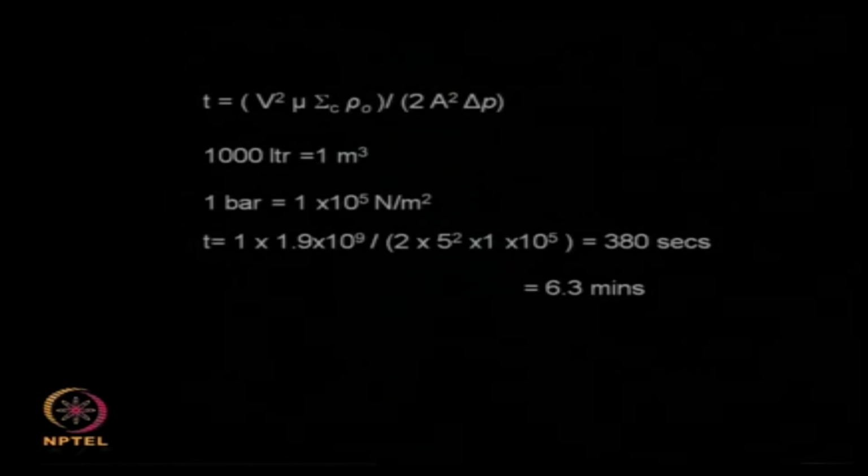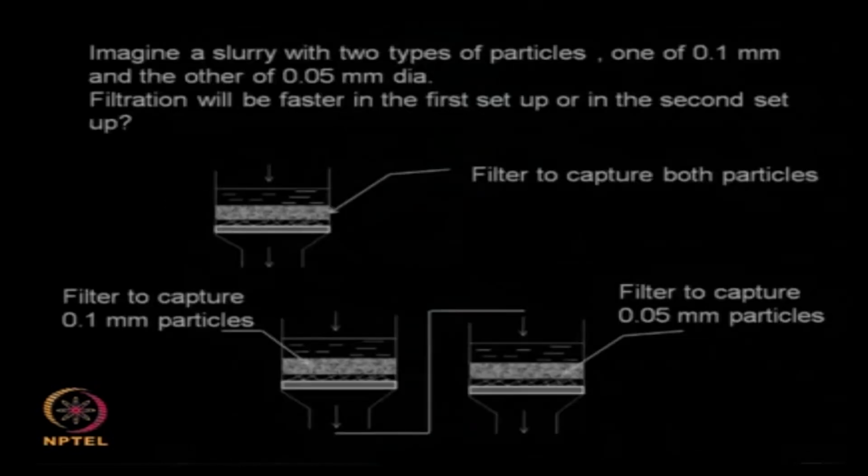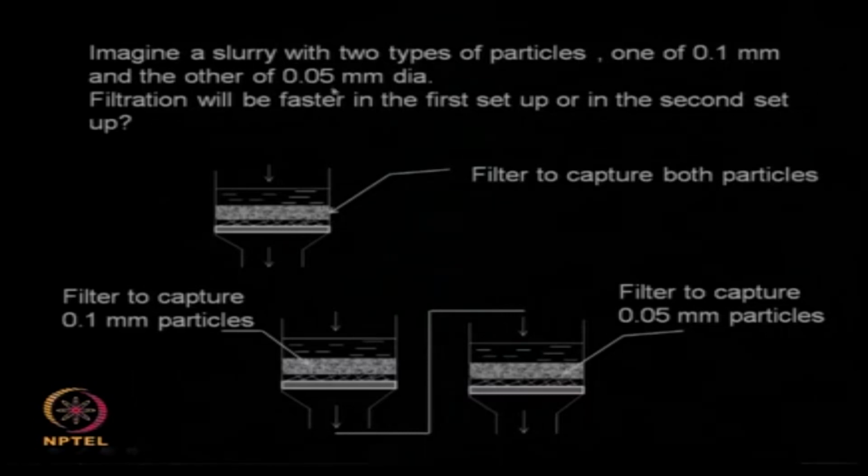Now let us look at the problem slightly in a different fashion. Imagine a slurry with two types of particles, one of 0.1 mm and the other of 0.05 mm. Now suppose I consider only one filtration setup and I have very fine pores so that it is able to capture both 0.1 and 0.05. Okay, so the pores here are very fine.